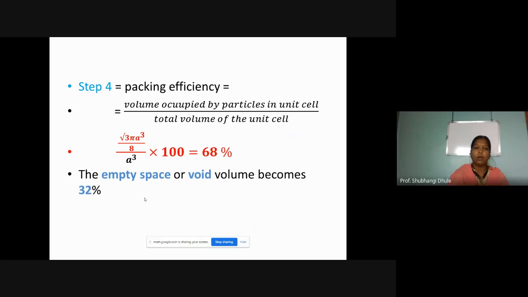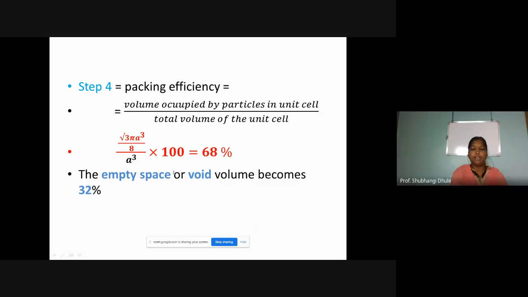Now the fourth step is packing efficiency. So the volume occupied by the particles in the unit cell divided by the total volume of the unit cell, multiplied by 100, gives the answer. So put the value of root 3 pi a cube upon 8 upon a cube. Put the value of pi and multiply by 100, we get the answer 68%. So there is no need of calculation. You can simply write it as 68%.